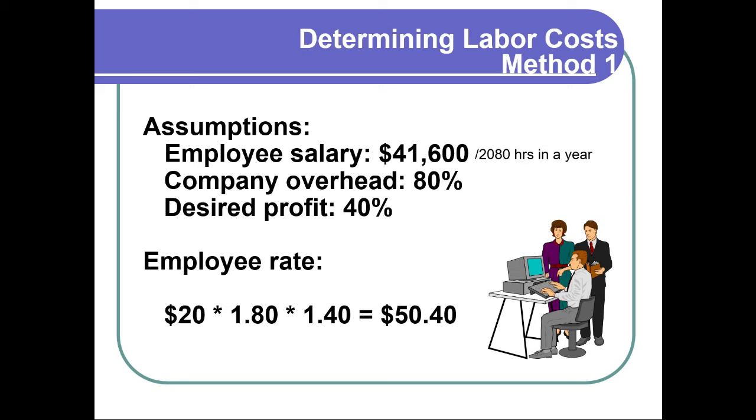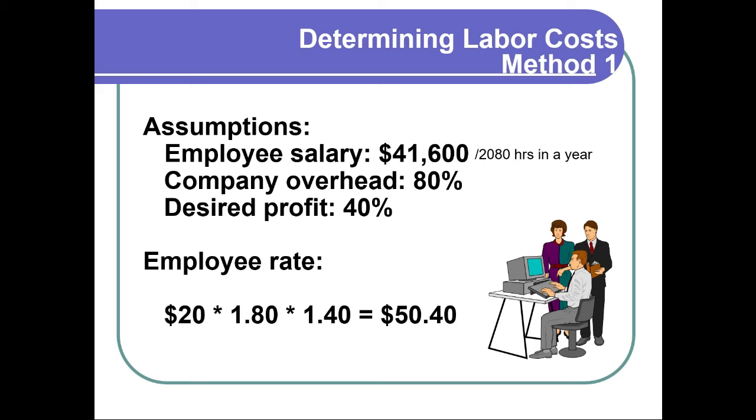So here we take the employee's salary, $41,600 a year, and we divide that by 2,080 hours a year. Why 2,080 hours a year? Because that's the average number of hours an employee works per year. Maybe you get 2 weeks off for vacation, and then you get federal holidays. So it works out to about 2,080 hours a year. If we divide 41,600 by 2,080 hours a year, we get $20. So when we look at the employee rate, we can see there's the $20.